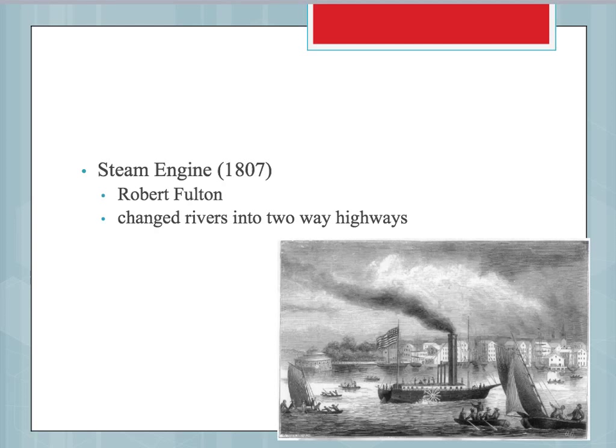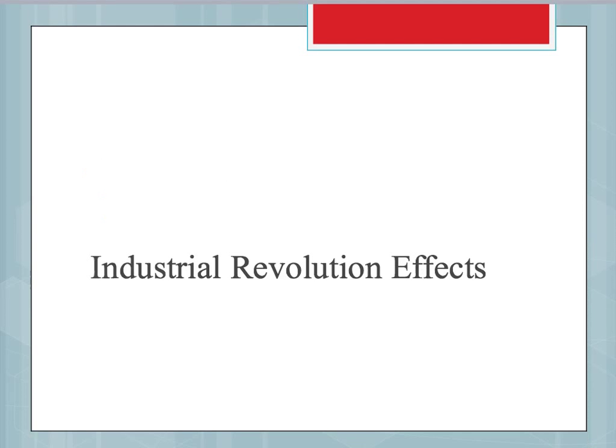As a way to try to alleviate this or make it easier, Robert Fulton in 1807 comes up with a steam engine and puts it into effect. Basically, it's running a boat on steam power at the end of the day, but it made rivers into the interstate system of that time. You had two-way highways. It was just as easy to go downriver as upriver, and it made things quicker, easier, and cheaper to be able to transport products, people, everything like that.